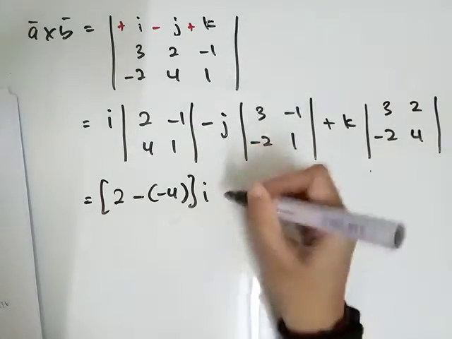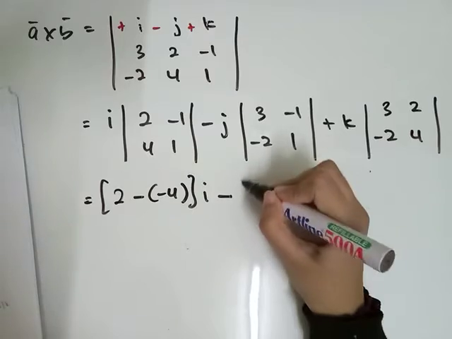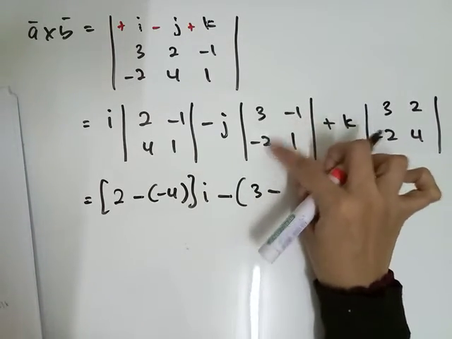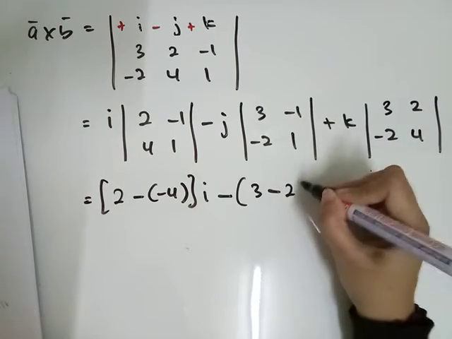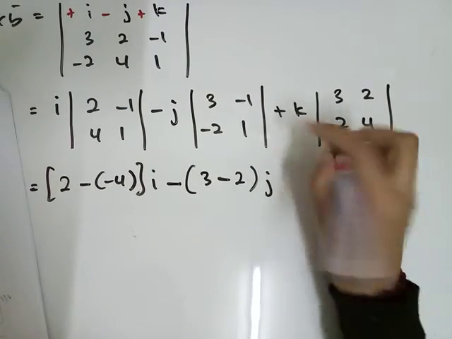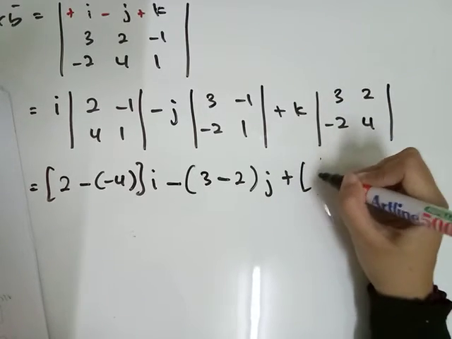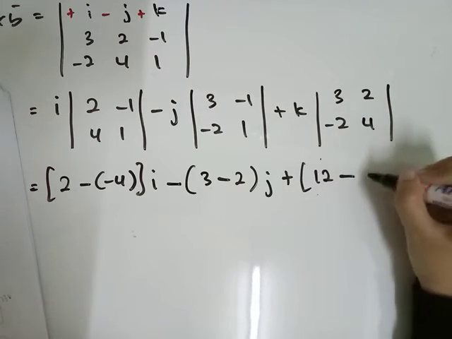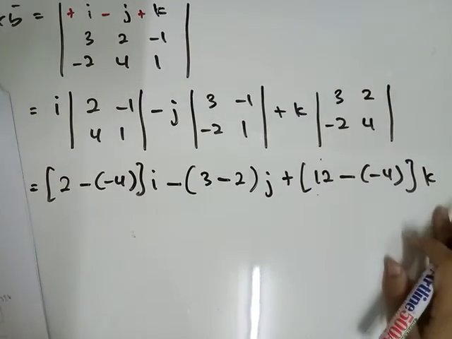Okay, and then minus for J pula, 3 times 1, you get 3, minus negative 2 times negative 1. Negative should be positive, so you get 2. This is for J. And then for K, positive, 3 times 4, you get 12, minus 2 times negative 2, you get negative 4. Then put it with the element for K.